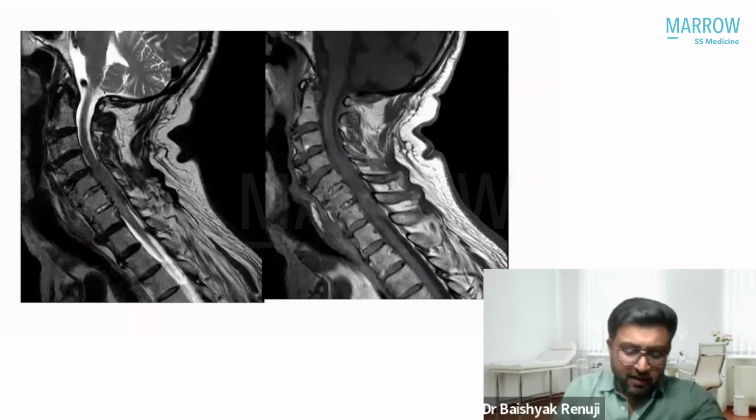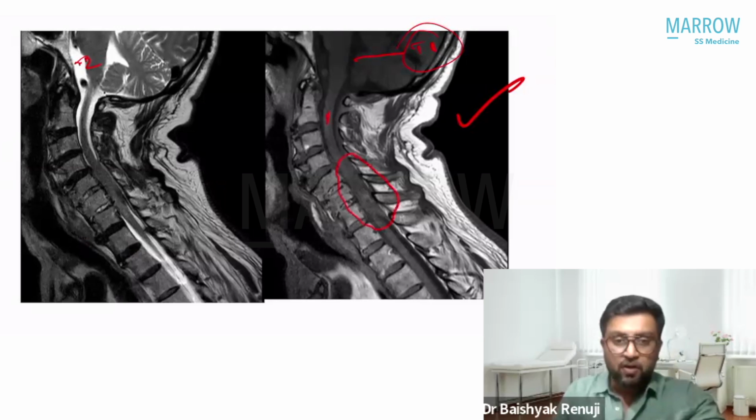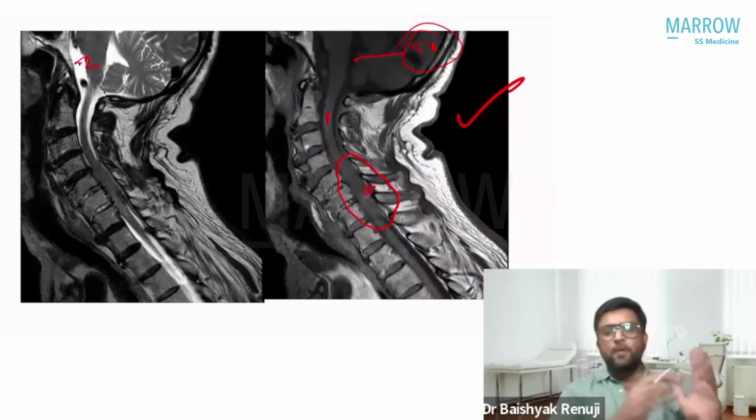Here, in T2, water is white. Here you can see CSF is dark. This is the T1 image. In T1 also you can see it is almost isodense, almost the same intensity as the spinal cord, but there are some hyperintensities within. You can see some white color within. So what is it? Again, go back to the history.